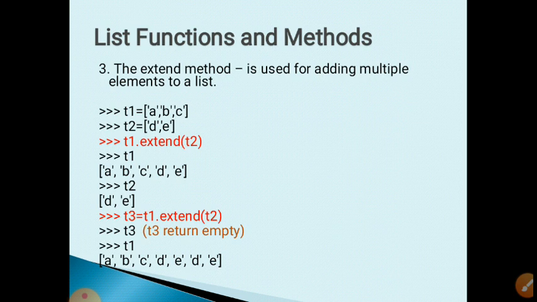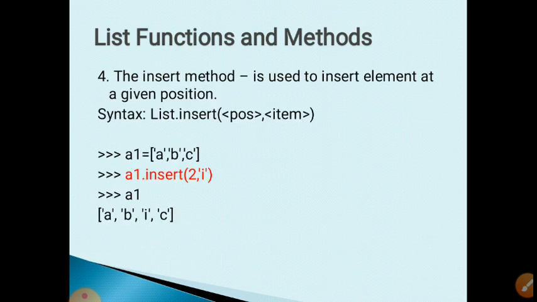Same thing here: t3 equal to t1 dot extend t2. In this case also, t3 has no element, it is just an empty list, and the change happens in list 1. Again it adds list 2 at the end of list 1.